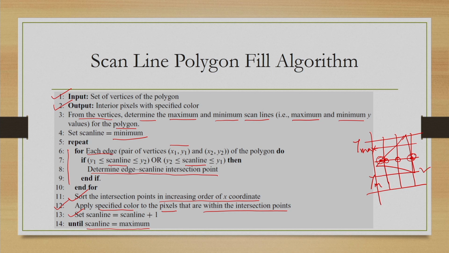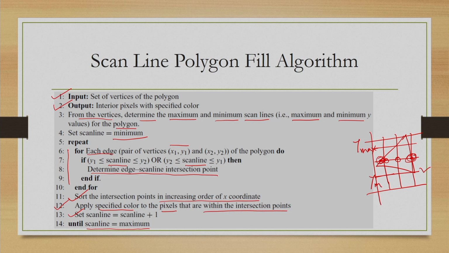That is the broad idea. So, first we determine the minimum and maximum, we start with minimum and continue the processing till the maximum scan line is reached. In each step of the processing or each loop execution, we determine these two intersection points of the edge with the scan lines to get the two extremes on a single scan line, and then assign specified color to all the pixels that are within these extremes. That is the simple idea.